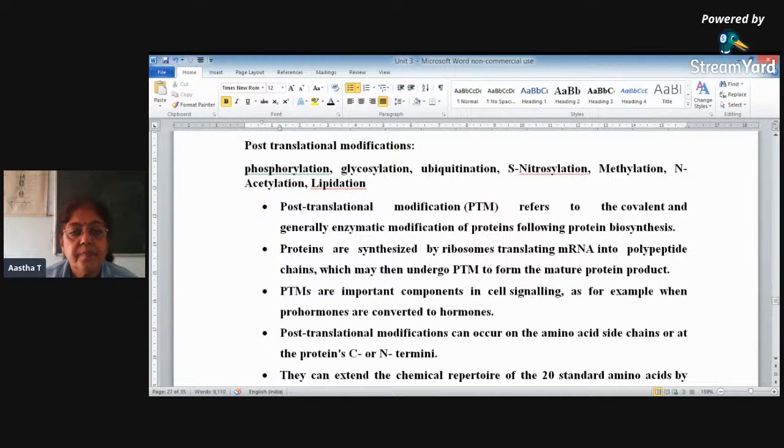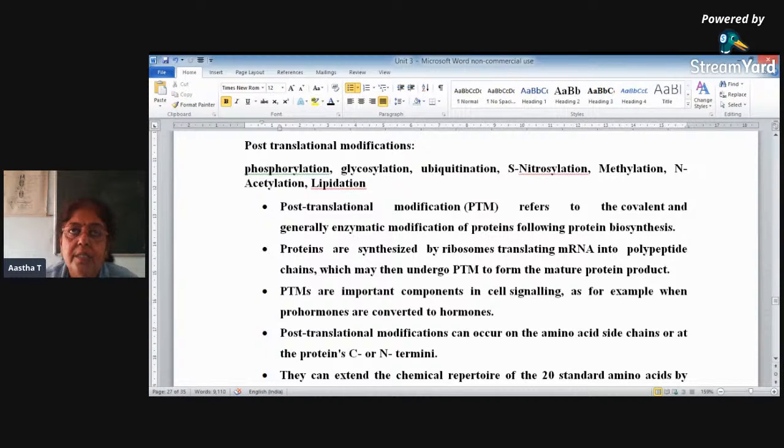So that is why post-translational modification is nothing but covalent and enzymatic modification of proteins after protein synthesis. So we very well know that proteins are synthesized by the process of transcription and translation, and whatever mature or active protein product is formed, it will undergo post-translational modification. This is a very important component in cell signaling, because the proteins have to reach the sites where they show their action. So in the modified form only the proteins can show their particular action. It is not necessary that in which form they are synthesized they will always be active.